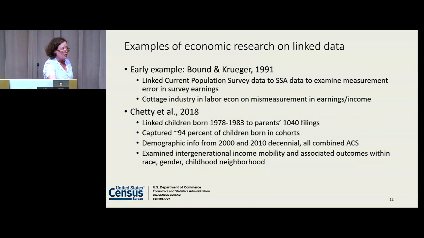So, some examples of economic research on the linked data. We've been doing this for a long time, and I think it's the proliferation of these studies more recently that has made people not realize that this work already had a long history. Bound and Krueger had a 1991 paper where they linked the Current Population Survey to the SSA earnings records to examine the mismeasurement issue I was talking about before, a measurement problem in survey earnings that they uncovered. As I say, it has led to a cottage industry in labor economics on the mismeasurement of earnings, wages, and income.